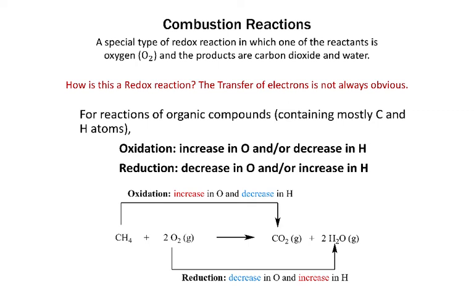For example, methane, CH4, loses hydrogens and increases oxygens, right? Because it goes to CO2. And so that's being oxidized. Also, you can see it's being oxidized by oxygen in the reactants. But it's increasing in oxygen and decreasing in hydrogen.